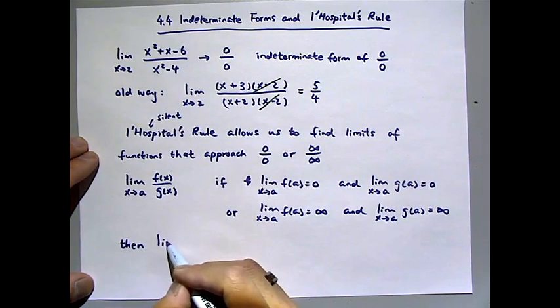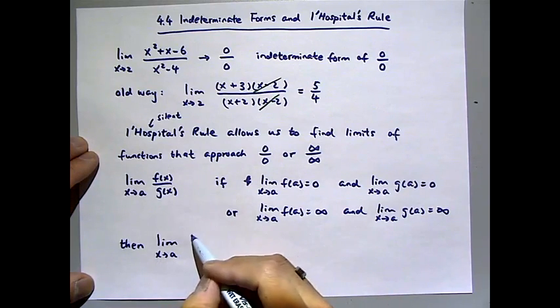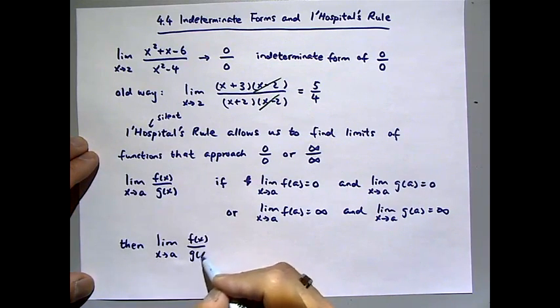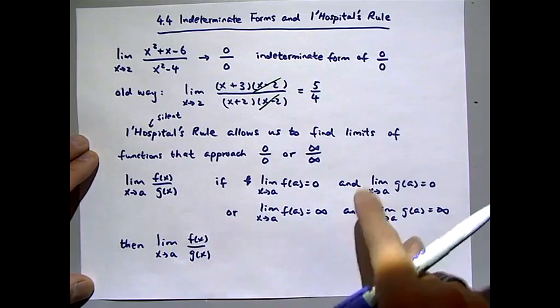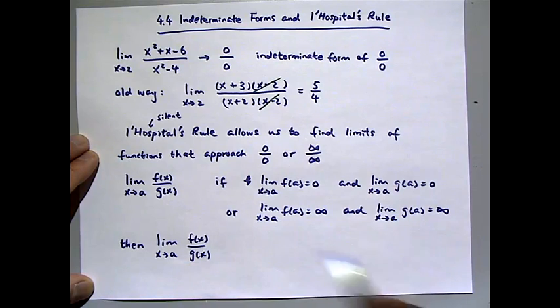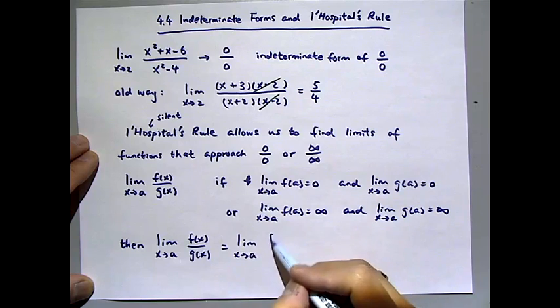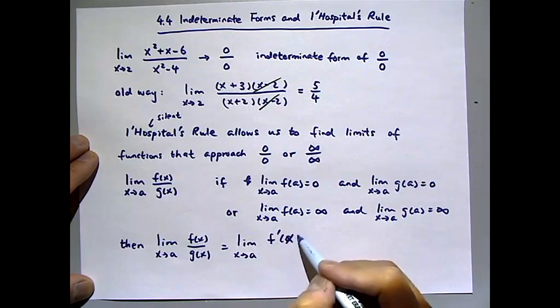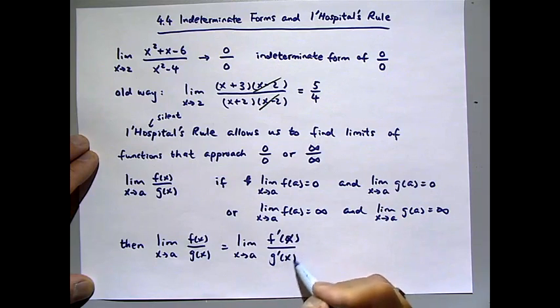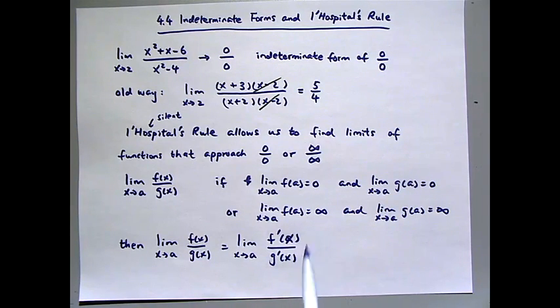Then the rule says that the limit of this expression f over g, if you do nothing to it, goes to 0 over 0 or infinity over infinity. But the rule says that we will get the same limit if we take the limit of the derivatives of both f and g. So f prime on the top, g prime on the bottom. This will give us exactly the same limit if either of these two conditions are met. Both go to 0 or both go to infinity.